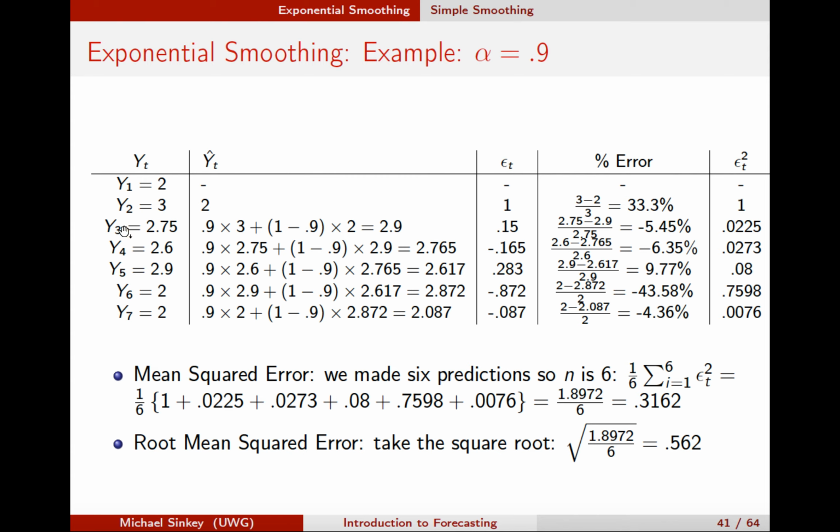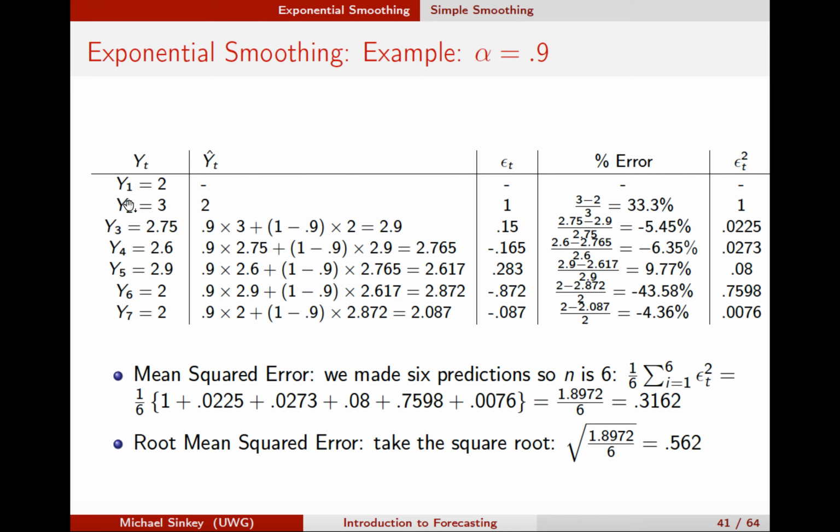Y is the data that's on the far left column, yt hat is the forecast. Okay, so here are my data. They're kind of clustered between 2 and 3. Okay, now the initial data point is 2. In period 1, my data is 2. I cannot make a forecast for period 1 because I did not observe period 0. There's no error, there's no percent error, there's no squared error.